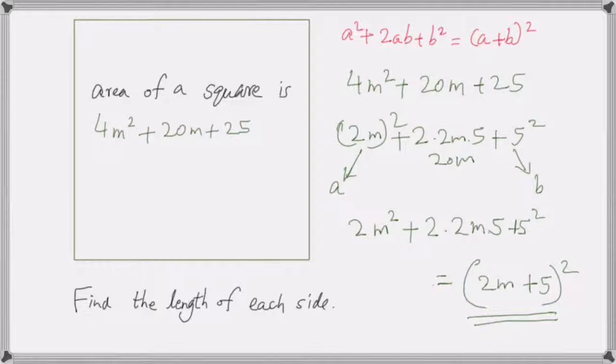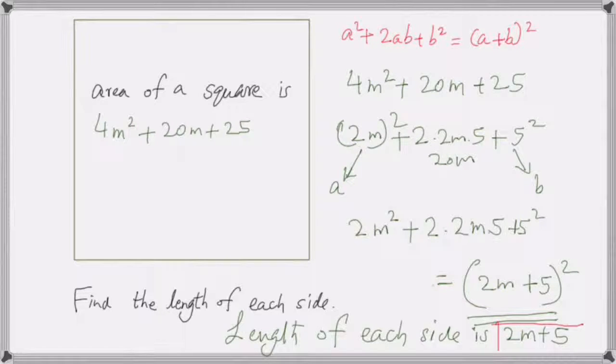If you take a look at the question again, what is given is the area of the square, so what we need to find is the length of each side. If you look at the answer we got, we got 2m plus 5 whole square. So one side of the square would be what? 2m plus 5. So the answer would be 2m plus 5. That would be the length of each side.